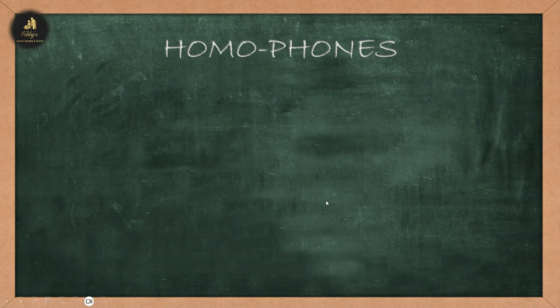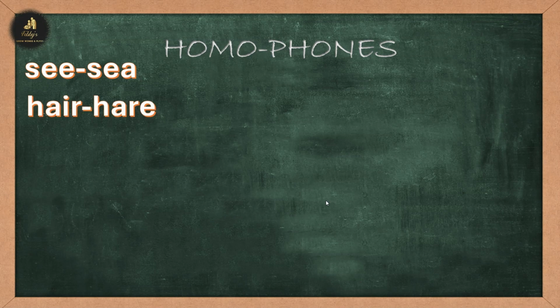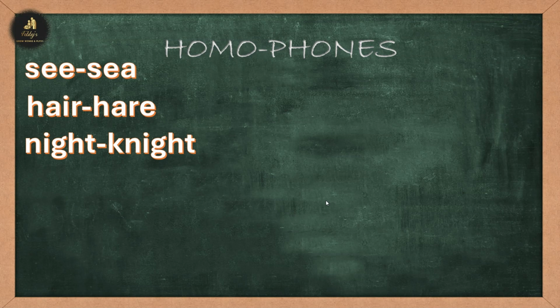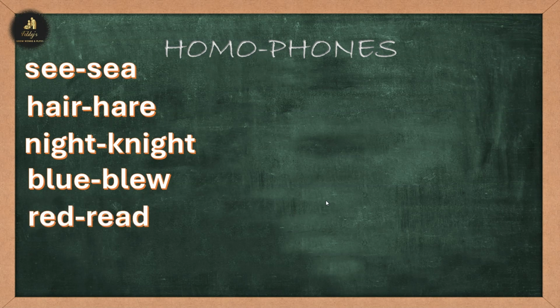Let's have a look at some of the homophones which we know, but do not realize it to be. C and C. The first C has to do something with our eyes and the next is more like the seashore. Hair as in what you have on the top of your head and hair as in the rabbit. Night as in the time of the day when it is dark and night as in the fairy tales in ancient times. Blue as in the color and blue as in the past tense of blow or blowing on a candle. Red as in the color and red as in the past tense of read. Tail as in the tales of animals and tale as in fairy tales.